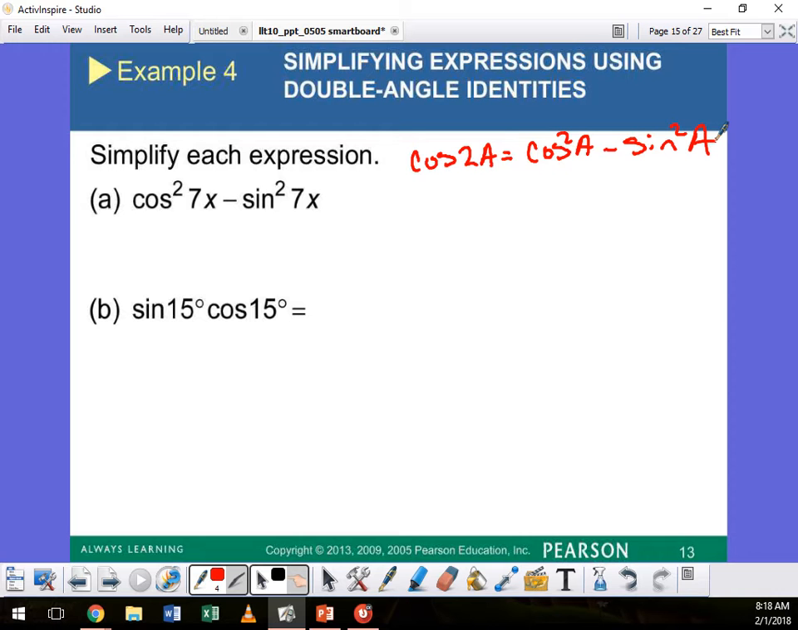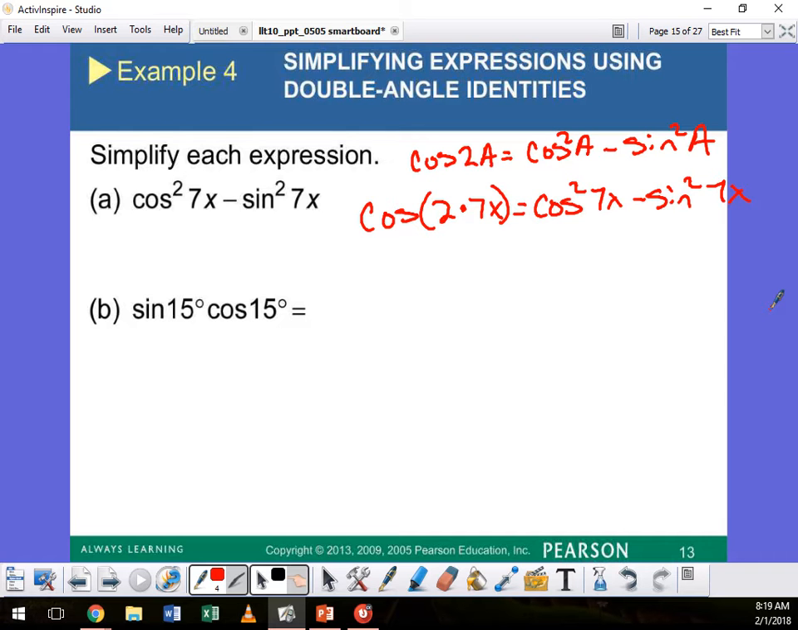Okay, what is my a? It's my 7x, right? Yes. The a is 7x. So everything else is now going to go the other way. So now, if my a is 7x, over here I would write 2 times a, right? Yeah. So it's going to become cosine of 2 times 7x equals cosine squared of 7x minus sine squared 7x.